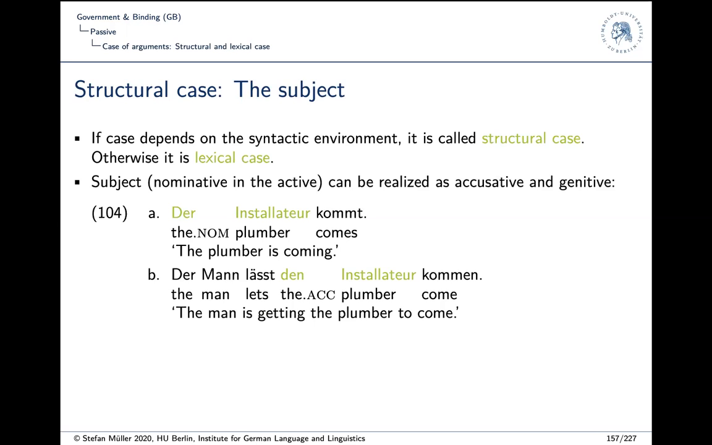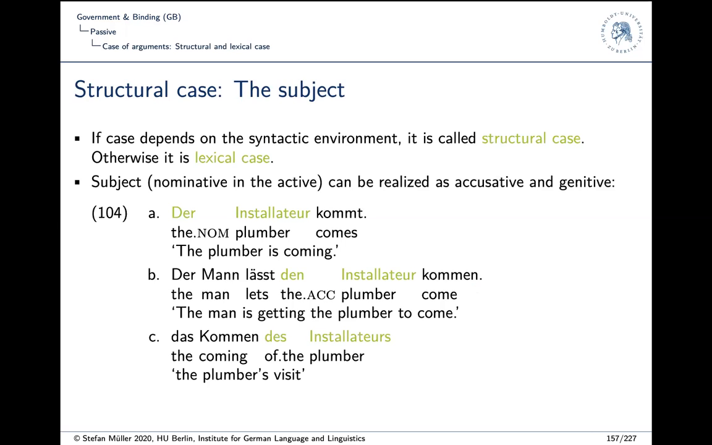So the let, the causative, assigns accusative to this thing, or it requires an accusative there, and then there is an infinitival form of a verb. And then the third configuration is nominalizations. Das Kommen des Installateurs ist wichtig, notwendig. Here we have the argument of come realized in the genitive. So it's the same verb, but sometimes the argument is nominative, sometimes accusative, and sometimes genitive.